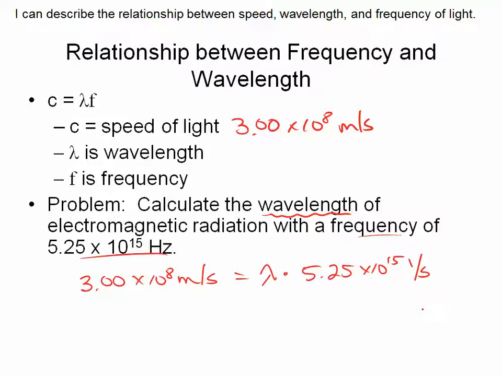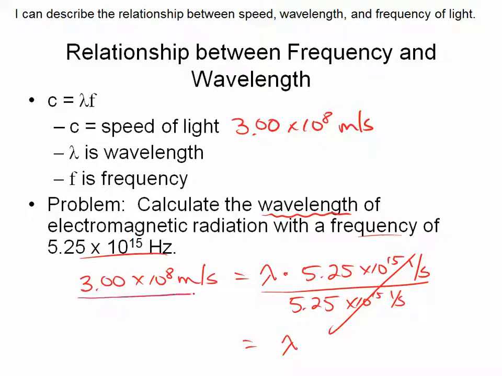Right, so at this point I'm ready to solve using algebra because I'm multiplying here. I'm going to go ahead and divide by my numerical value, 5.25 times 10 to the power of 15, 1 over seconds. That's going to cause these both to cancel, leaving me with just wavelength over here. And since I divided by that number on this side, in order to keep things equal, I need to divide by it over here as well. So I'm going to divide by 5.25 times 10 to the power of 15, 1 over seconds. Taking a look at my units, I have over seconds in both of these, so these are going to cancel, leaving me with units of meters.